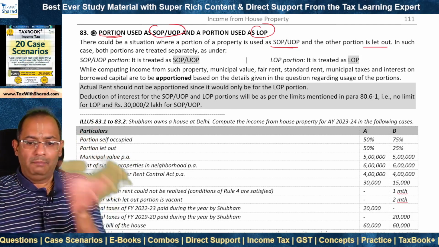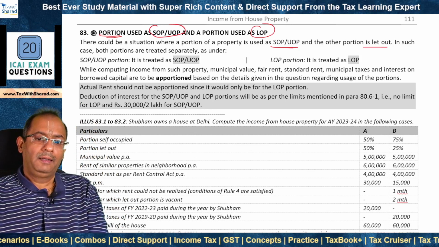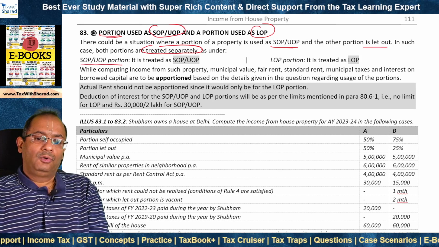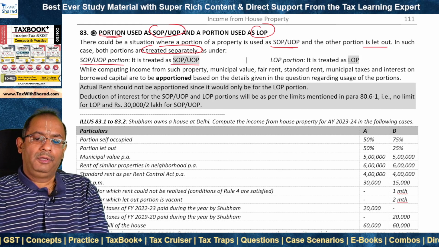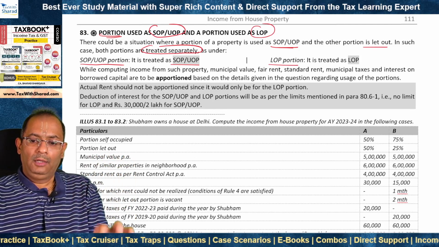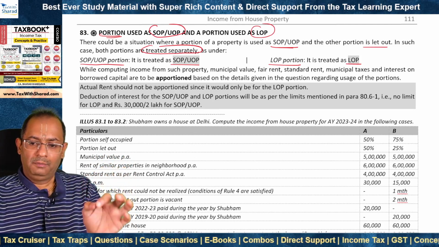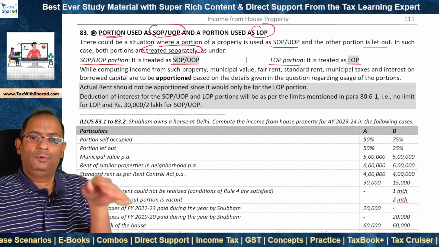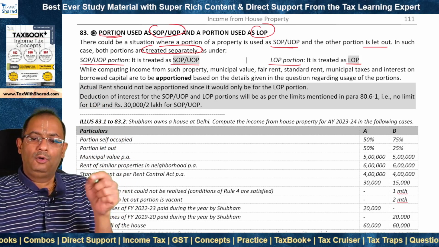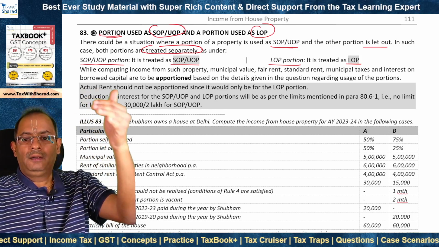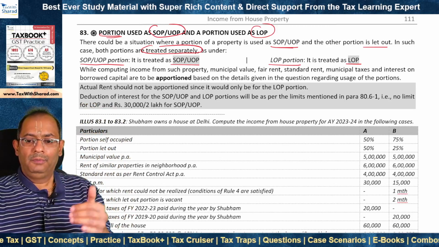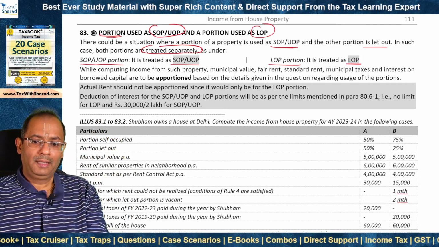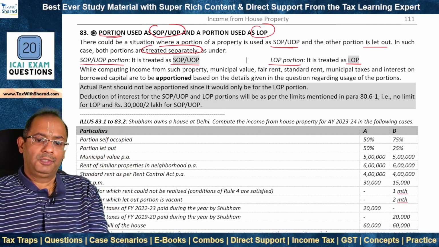Since this is not a mixed case, but the portions are clearly demarcated, both portions are treated separately, and therefore the SOP UOP portion is treated as SOP UOP, computation is made accordingly, and the LOP portion is treated as LOP and computation is made accordingly, right? So for SOP UOP, the NAV will become nil, and then we will only allow deduction on account of interest. For the LOP portion, we will compute the expected rent, actual rent, and then GAV, and then allow for municipal taxes deduction, and then NAV, and then allow for standard deduction as well as interest on borrowed capital. So separate computations will be made.